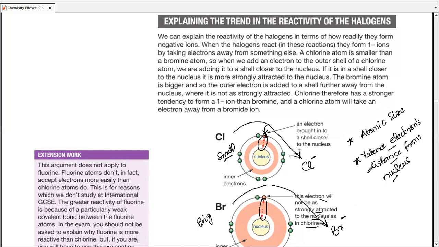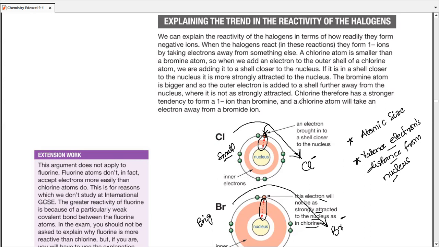And if it has a bigger structure, since the incoming electron would be farther away from the nucleus, there would be very little force of attraction in comparison. So the gain of an electron would not be as easy and fast as it may seem for a smaller sized atom. And that's the difference.